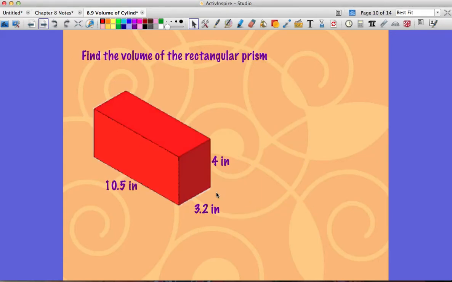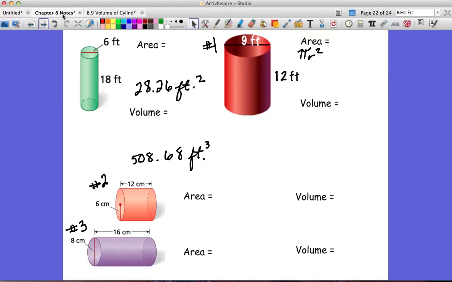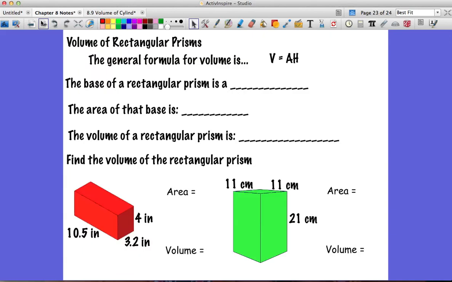But because we're working with multiplication, in this case, it doesn't matter what order we put the numbers in, but you still want to practice getting your dimensions in the right place. So for your notes, we'll be doing this problem together, and you will be responsible for problem number 4 on your own.